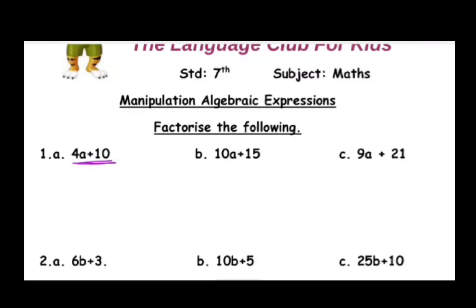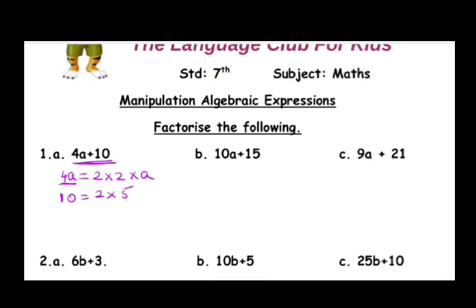It says 4a plus 10. We take the first term, 4a. Let's break it down into its prime numbers. So it is 2 into 2 into a. This is what this is constituted of. Let's take the next one, 10. Let's break it down into its prime numbers. Correct? It says 2 into 5.